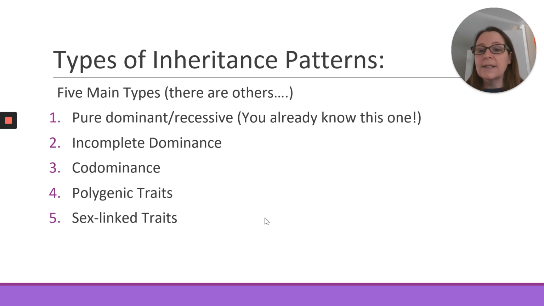So you have already talked about and are very familiar with the first one listed here, the pure dominant, pure recessive. This is the one where the dominant allele covers up the recessive allele, and the recessive allele is only expressed if there are 2 copies of that recessive allele. Today we're going to talk about incomplete dominance and codominance, which are also relationships between alleles. And then number 4 and number 5 are something a little bit different. They're not necessarily relationships between alleles, but they are the expression of a trait.